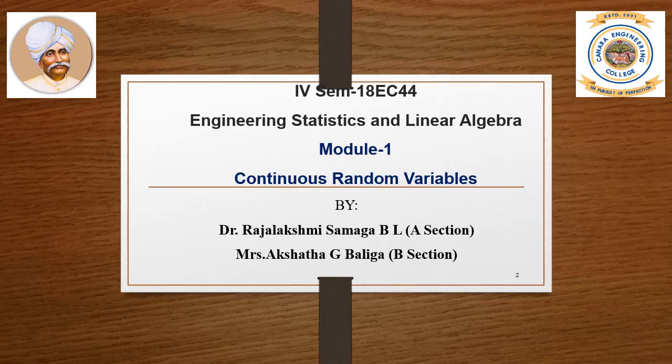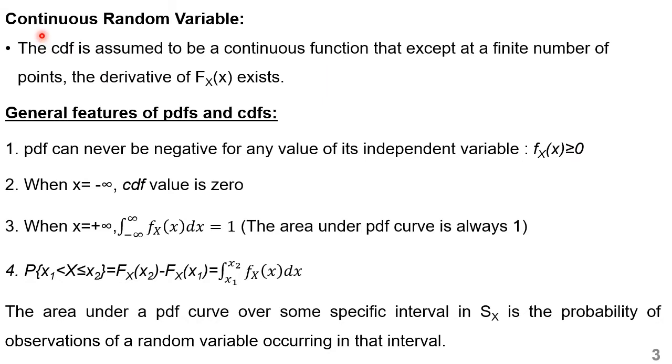Hello everyone. In this video, let us study continuous random variables. Let us discuss how to find the CDF and PDF for a given continuous random variable. Before we look into the general features of PDFs and CDFs, we should know that the CDF is always assumed to be a continuous function, except that the derivative f_X(x) exists except at a finite number of points.